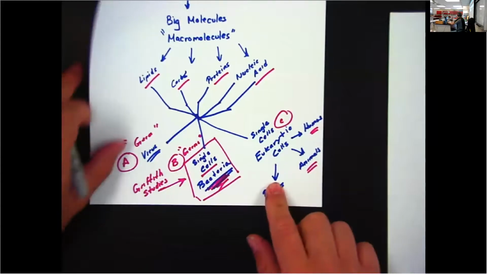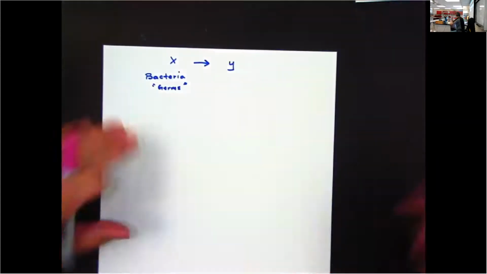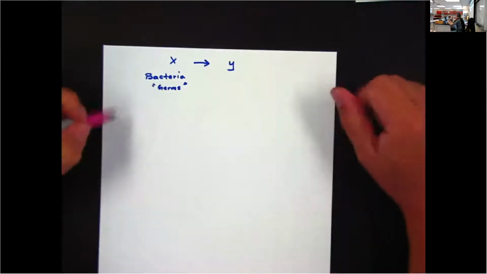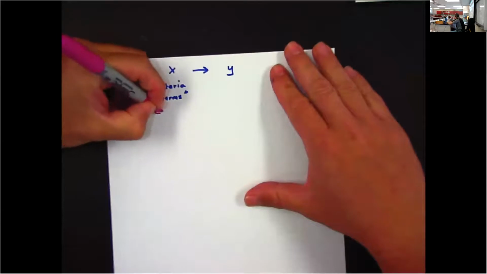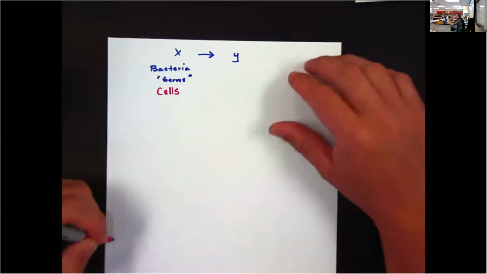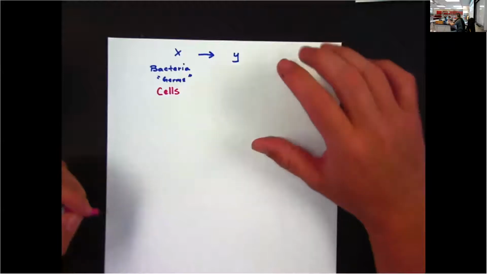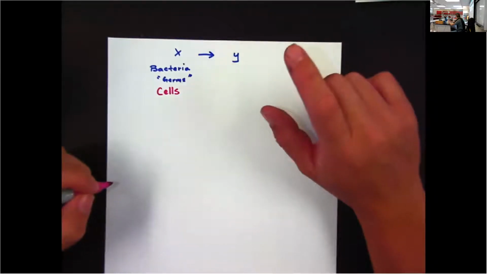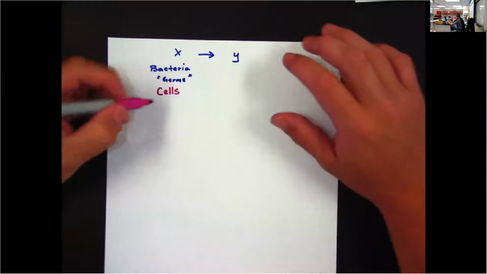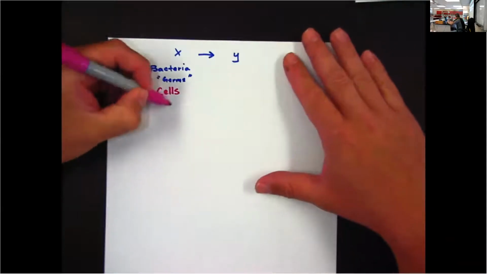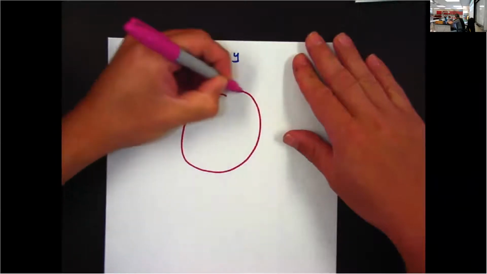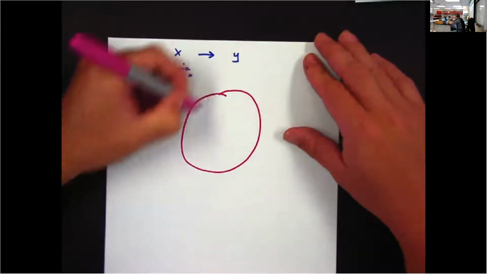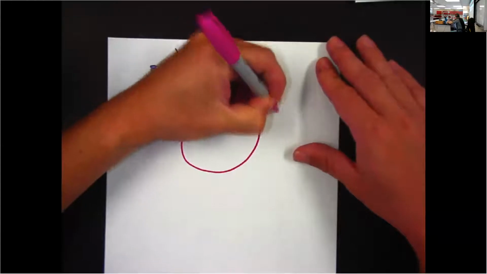Now knowing that, let's talk about these bacteria that he was studying. Bacteria really are just cells. All cells basically have an outside. This outside, we call it the cell membrane.